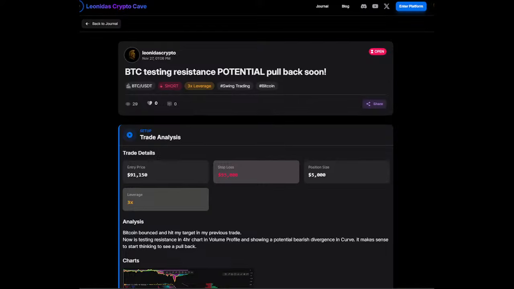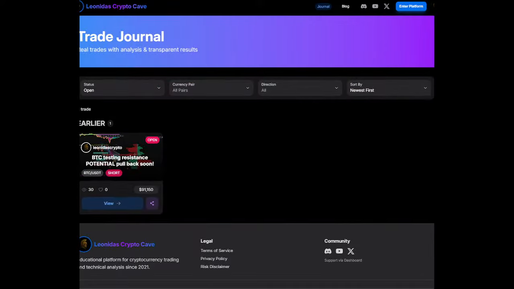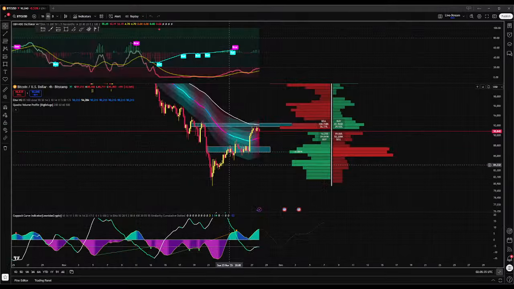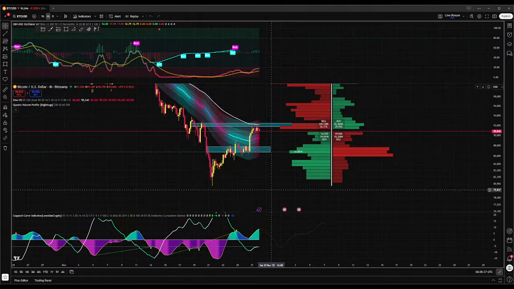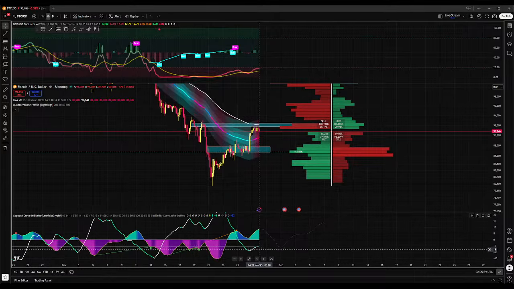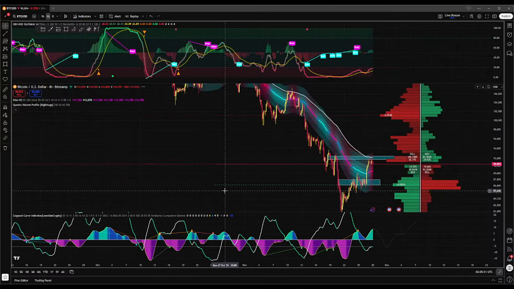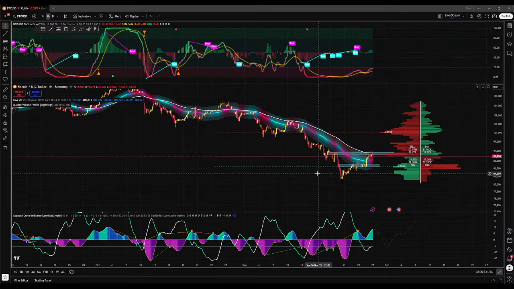Okay, let me show you in the chart why I am in short. First of all, because it's resistance. Second, because the ADX is getting negative here, and as you can see, the curve is about to show a sell signal very soon. Of course, resistance, so we are following the trend, and the trend is to the downside in the 4-hour chart.